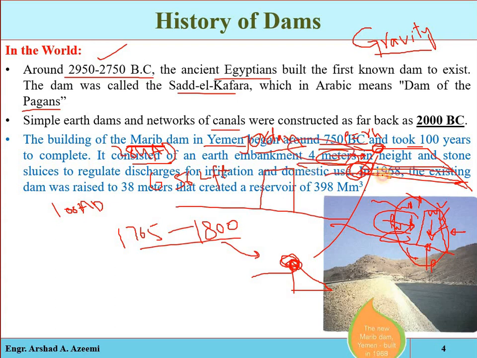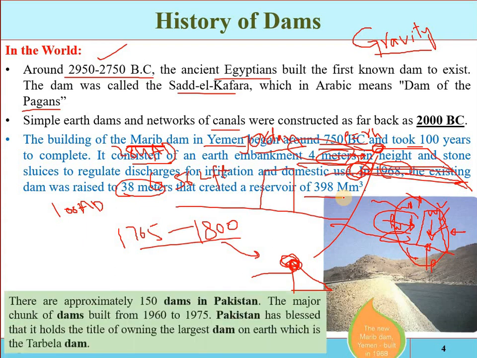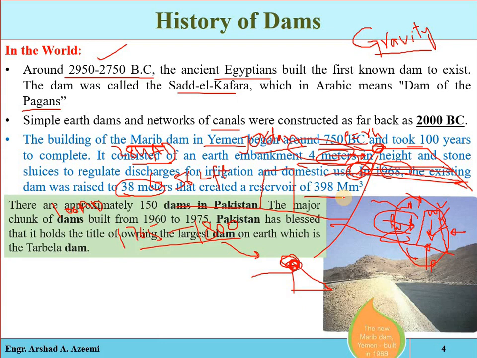But later on, in 1968, the dam was reconstructed and its height was raised to 38 meters, and it can store 398 million cubic meters of water. So this is one of the oldest dams which currently exist on the earth's surface. And in Pakistan, the statistic is that there are approximately 150 dams, and the major dams were constructed from 1960 to 1975.